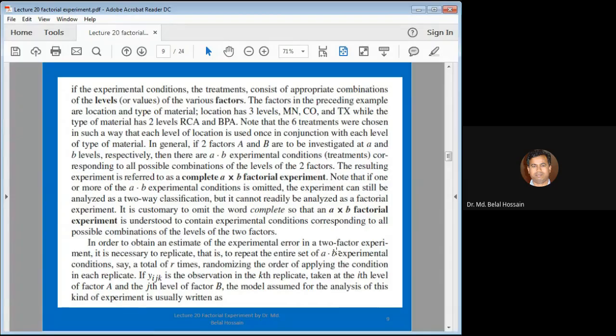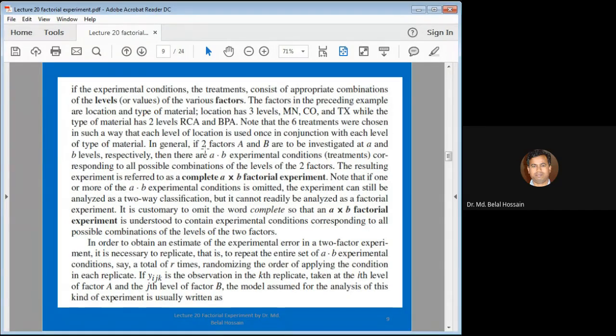While the type of materials has 2 levels: RC and RPA, sorry, not BPA. Note that the 6 treatments were chosen in such a way that each level of location is used once in conjunction with each level of type of material.